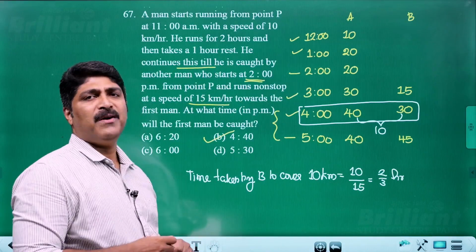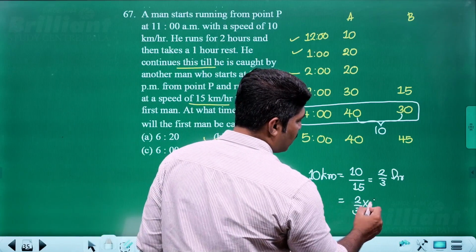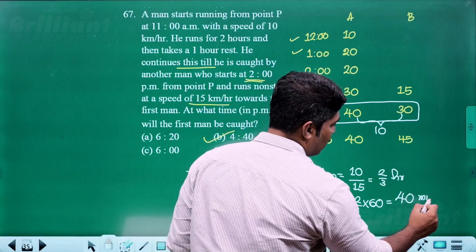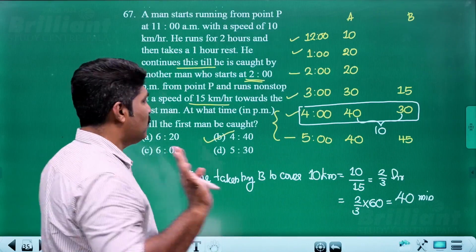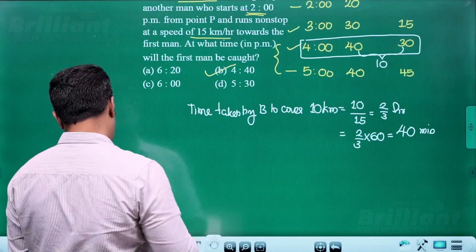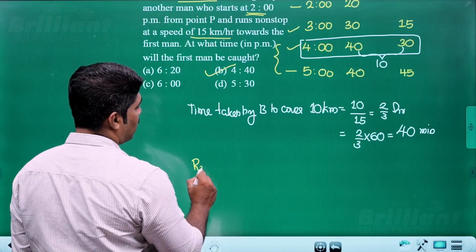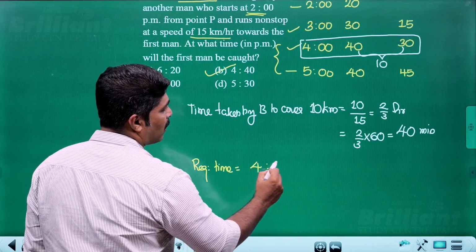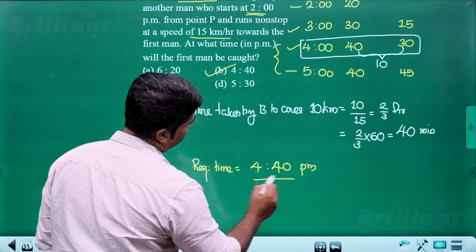What is 2 by 3 of an hour? 2 by 3 of an hour is nothing but 2 by 3 of 60. What is it? 40 minutes. That means this happened after 4 o'clock. So at which time will they meet, or the second person catch the first person? Therefore, the required time is after 4 o'clock, 40 minutes. Therefore, 4:40 p.m. Got it?